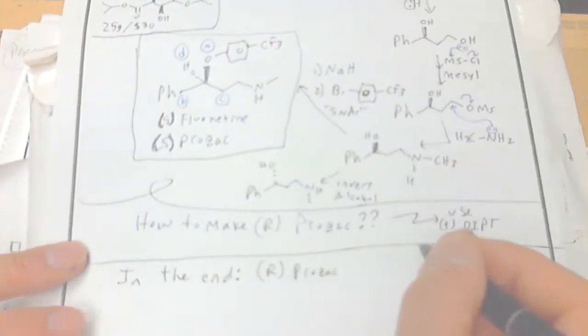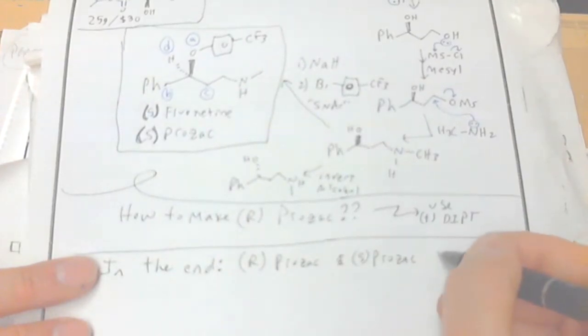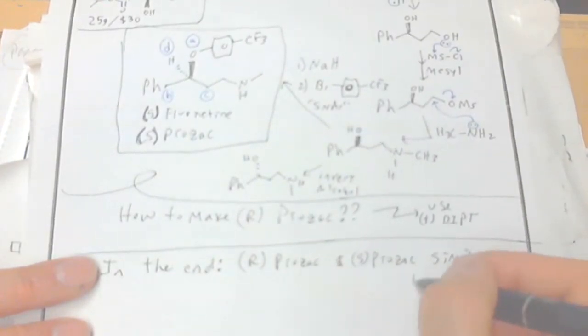Now we've got a big bottle of R Prozac. We have a big bottle of S Prozac. What's the next step? You would determine potency, right? And say, is R Prozac more or less potent than S Prozac? Well, it turns out that in the end, they're pretty similar. So we went through all this trouble. R Prozac and S Prozac are similar potency. Well, that kind of sucks.